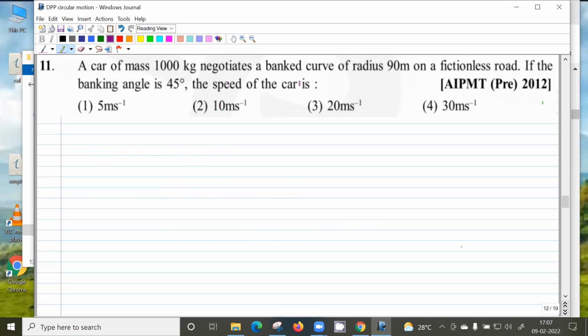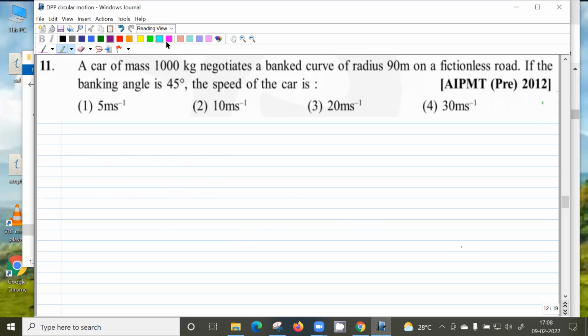Okay, so basically the car should not slip. So the friction force which this particular inclination will give should be sufficient. That friction should be less than the maximum friction force. So it is a frictionless road, okay. So the component of the weight should balance the centrifugal force. You understand this question?